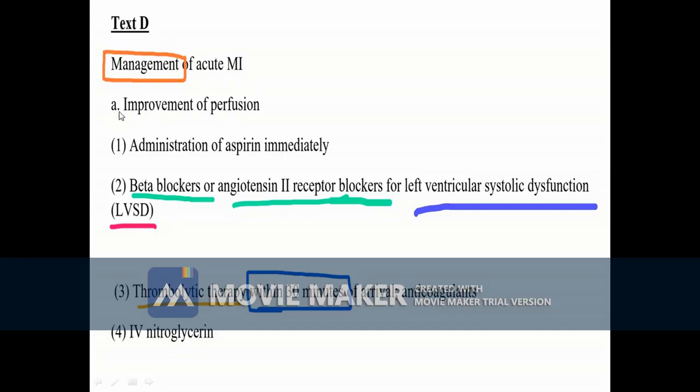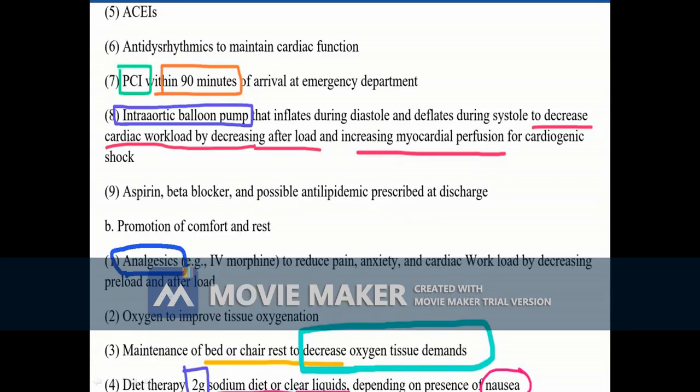So let's read the management points. Improvement of perfusion, administration of aspirin immediately. Beta blockers or angiotensin II receptor blockers for the left ventricular systolic dysfunction. Yes, this was asked: beta blockers and angiotensin receptor blockers are used for what? LVSD. Okay. Thrombolytic therapy within 30 minutes. Yes, this was asked, what should be done within 30 minutes. The answer is thrombolytic therapy.